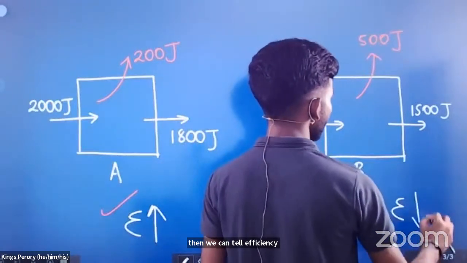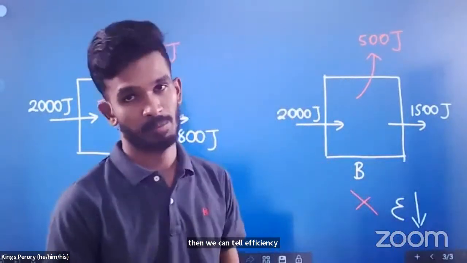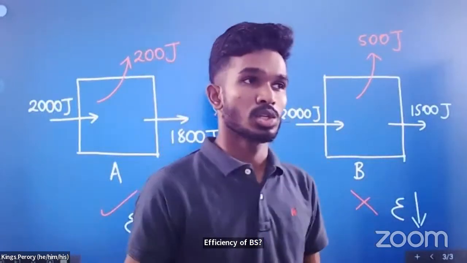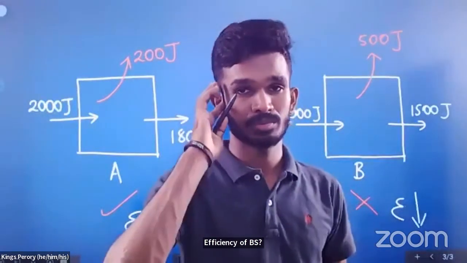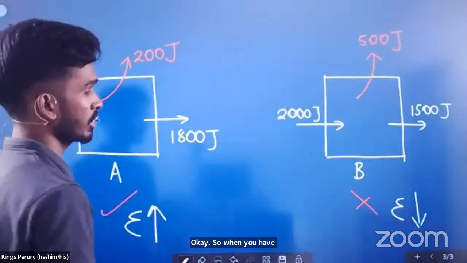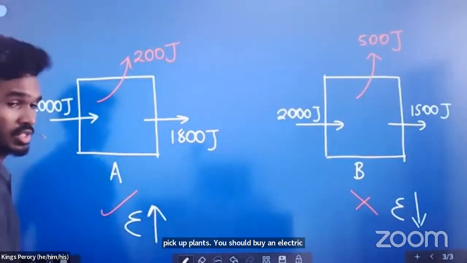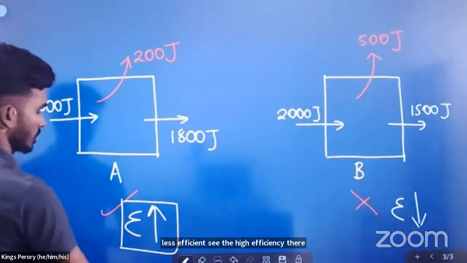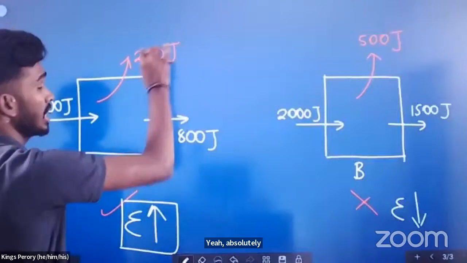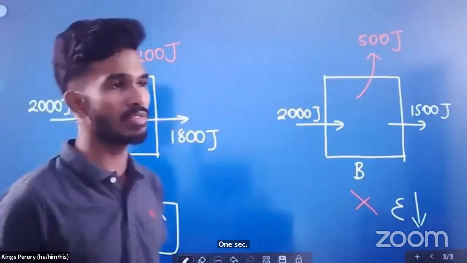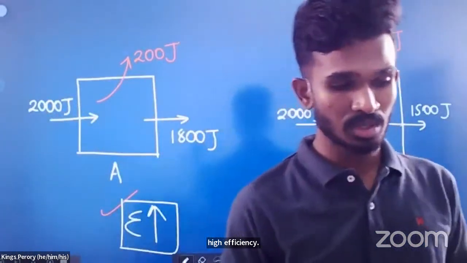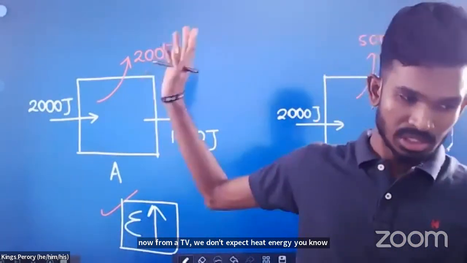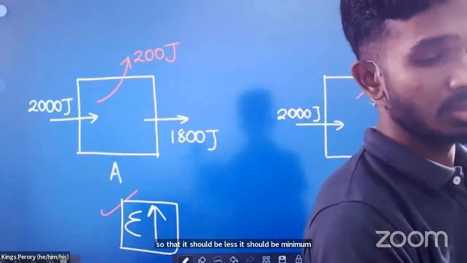Efficiency of B is low. So when you buy an electric appliance, you should buy one of high efficiency. High efficiency, so the loss should be less, because from a TV we don't expect heat energy, no? So that heat should be less. It should be minimum. Such an electric device only we need.